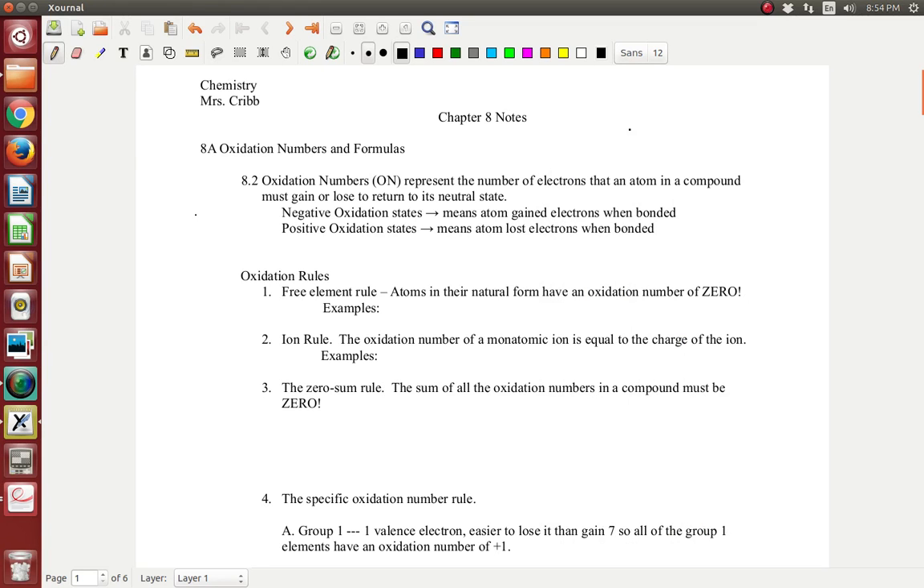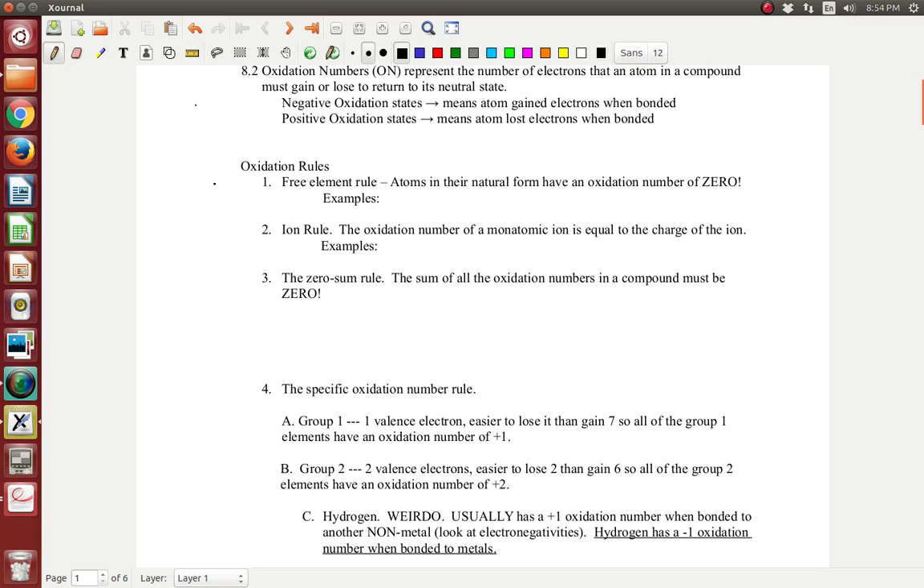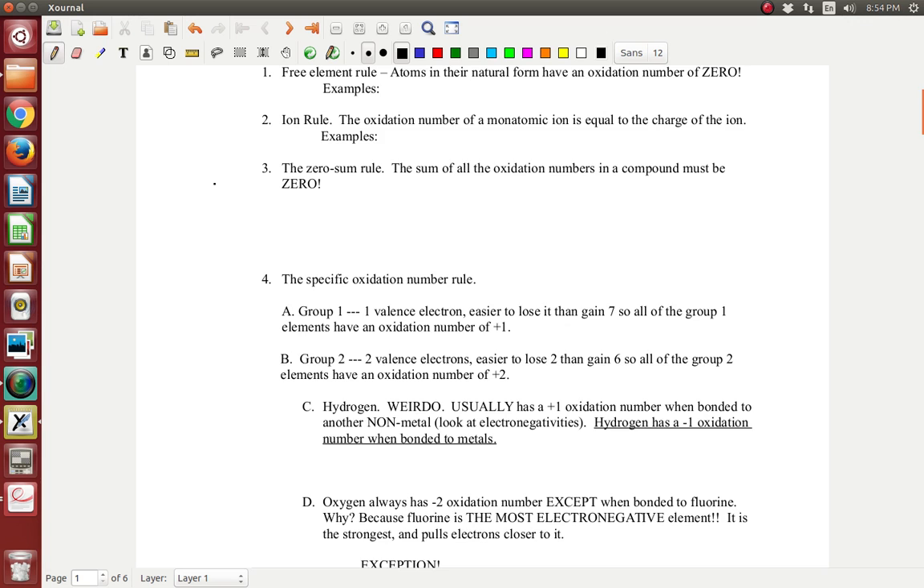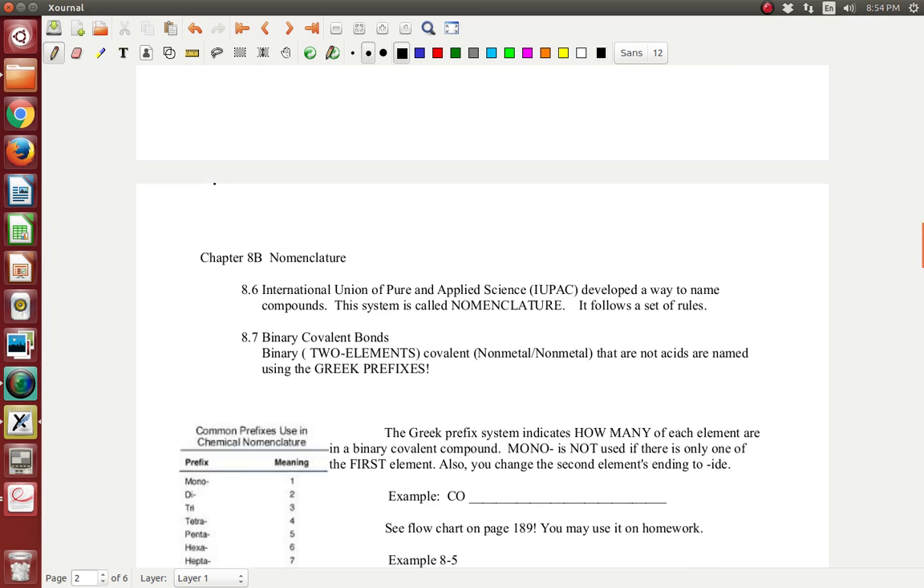I'm going to talk to you about Chapter 8B. Hopefully, during lab, you had Chapter 8A, and you went over the oxidation rules. We will review them as we go through things in the future, so don't be too worried about it. Just keep practicing. We'll have lots of practice for this chapter. Here's where we're going to begin today's lecture on Chapter 8B, on nomenclature.